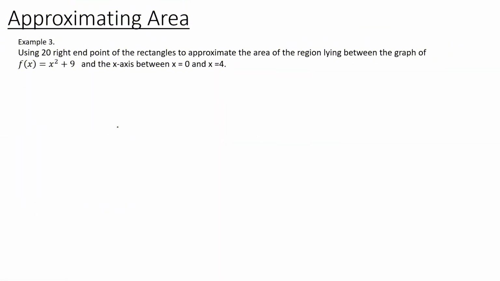Example 3, using 20 right endpoints to approximate the area of the region lying between f of x equals x squared plus 9, x equal to 0 to 4, and the x-axis. So let's pretend this is 9 here.